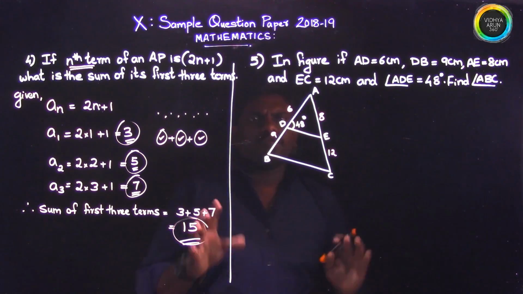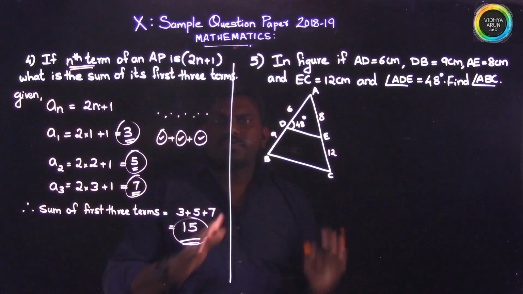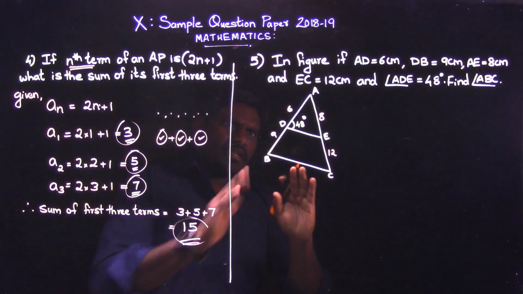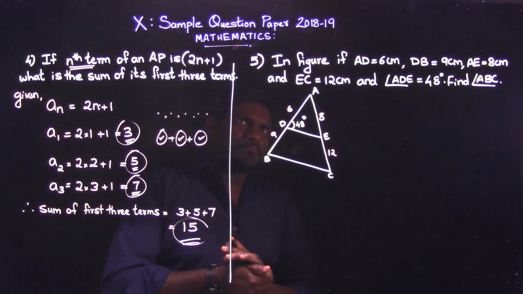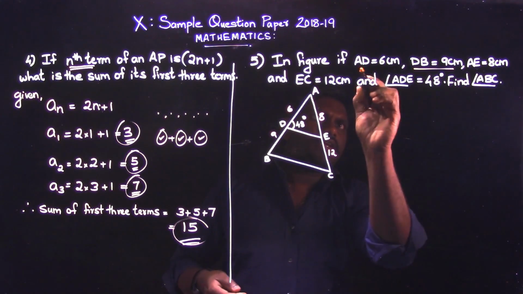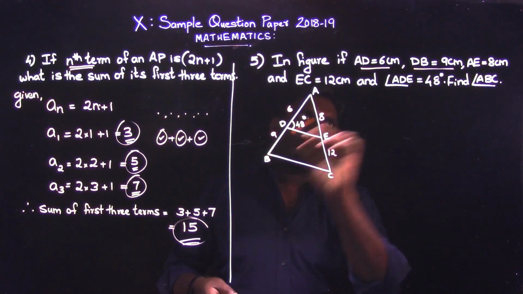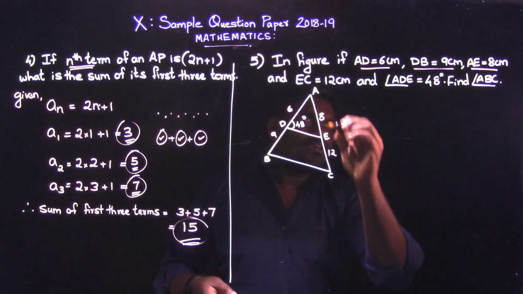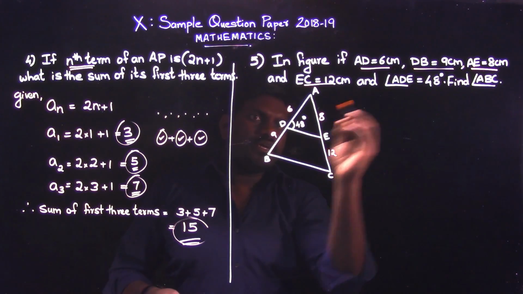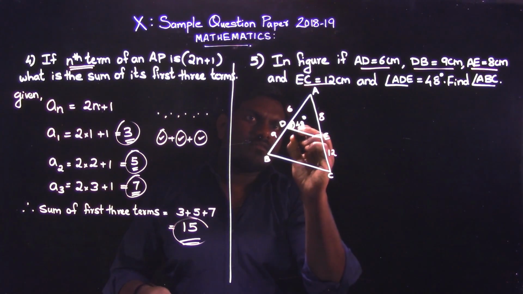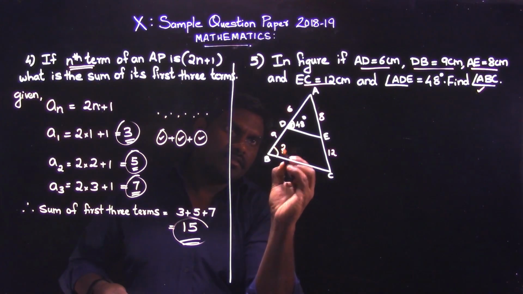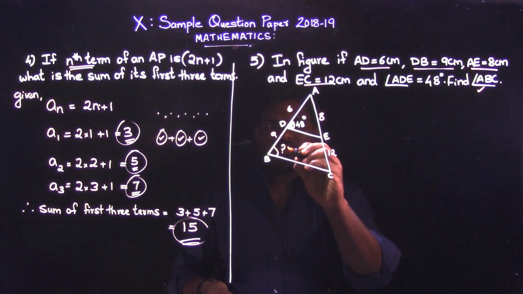Figure. Don't worry too much about the figures and all those things, because this question is very much related to similar triangles. So whenever I get a question like this, where values are given, it is asked to find what. Everything is given: BT 9, AD 6, DB 9, AE 8, EC 12, and the angle ADE is given, and you are supposed to find angle ABC.